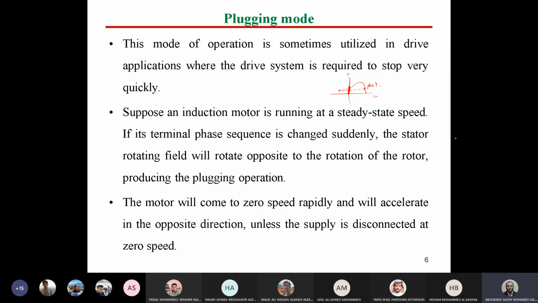In this condition, we are going to operate the machine at this mode here. So this is called plugging mode. This is an example of plugging.